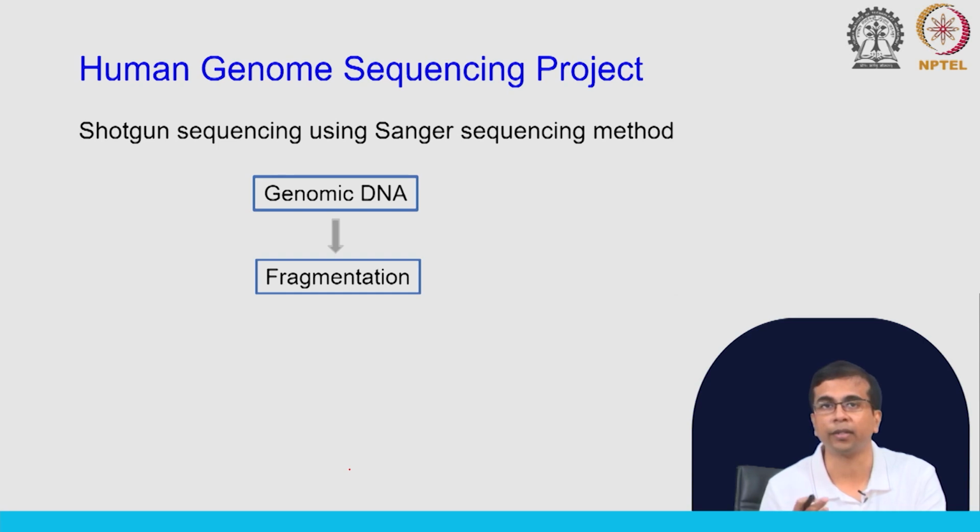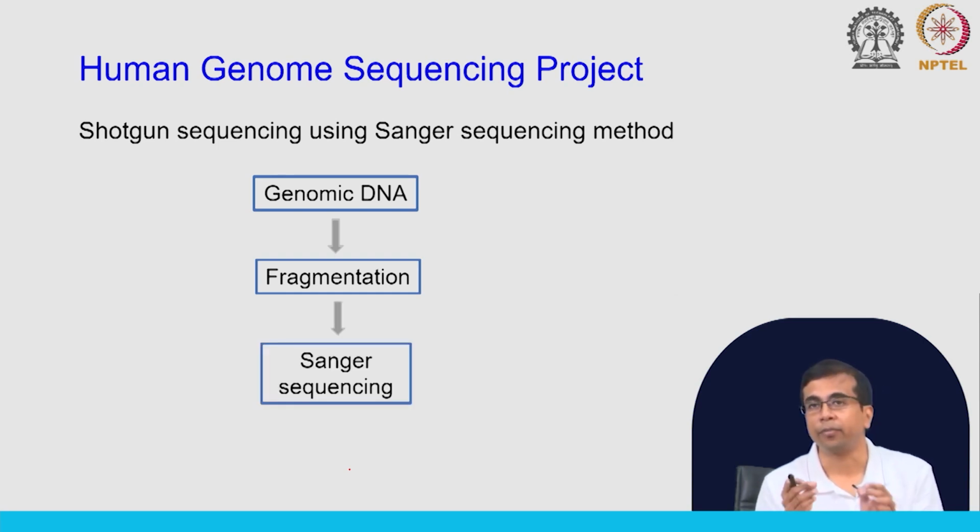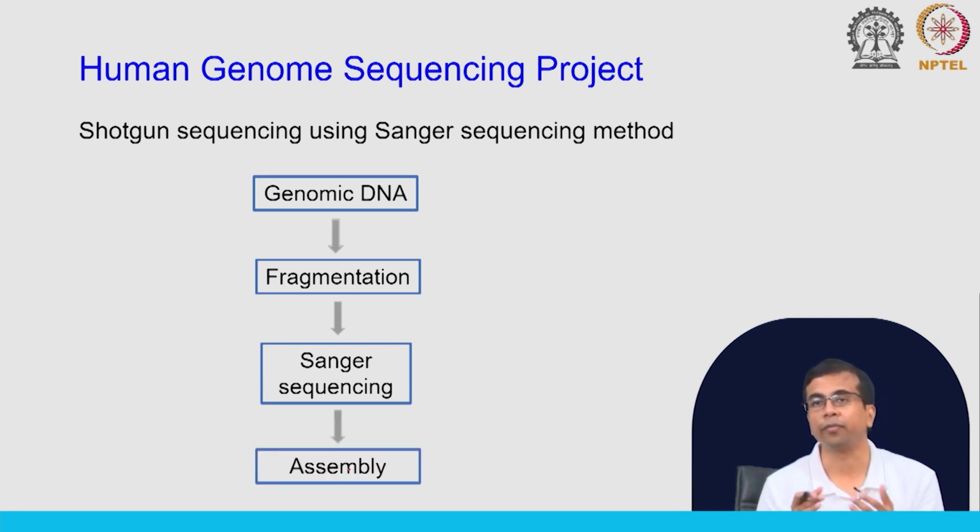So, again, some fragments will be present multiple times, and you can process each of these fragments through Sanger sequencing. Once you get these fragments, you have to generate the full assembly of the genome. The fragments are only parts of the genome, so you need to assemble the genome.